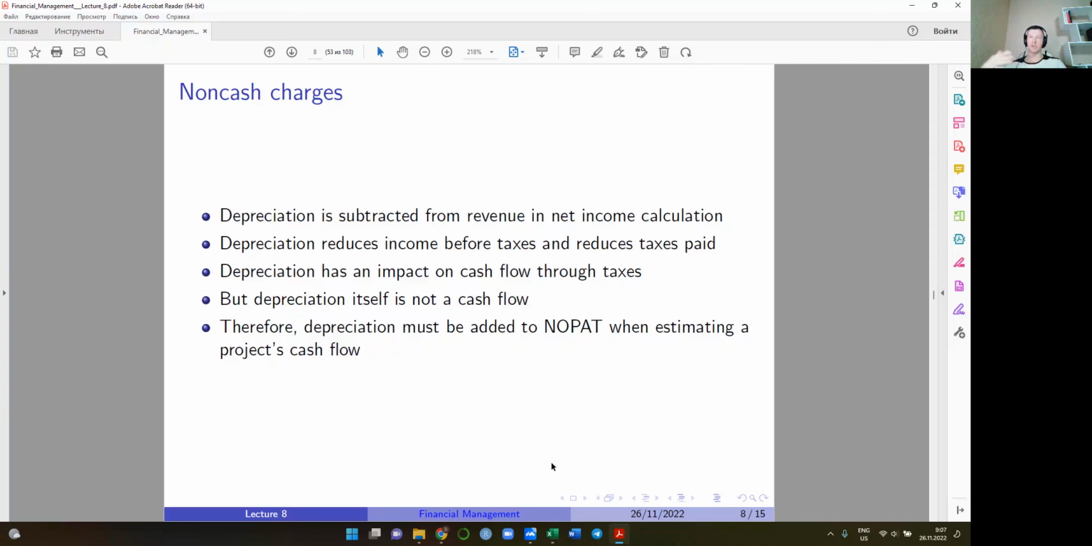So that's why we have this complicated action with depreciation. First we subtract depreciation, then we add back depreciation. We subtract it in order to compute taxes correctly. It affects taxes, but we add it back because this is not a cash outflow. This is a non-cash charge.